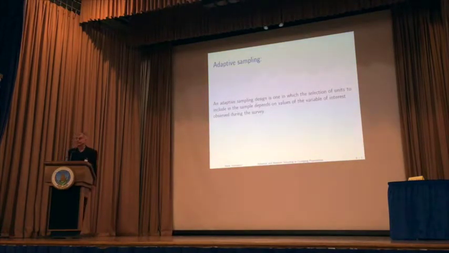So, adaptive sampling. The idea here is that the procedure for selecting the sample may depend on the values observed during the survey, which weren't known before the survey, and then the sample itself adapts to what's encountered.